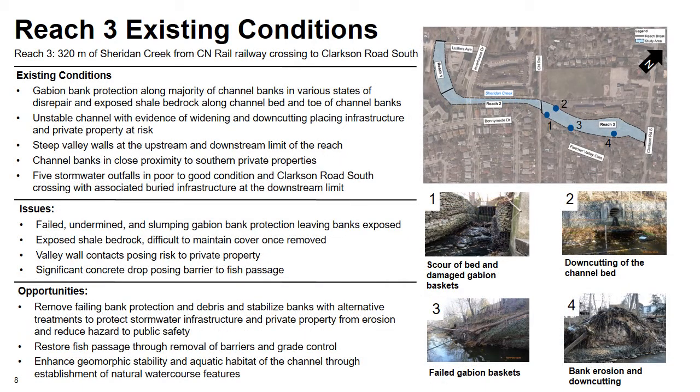Reach 3 is 320 meters long from the CN Railway crossing to Clarkson Road South. The gabion bank protection along most of the channel banks is in various states of repair, leaving banks exposed. There is the opportunity to stabilize the banks in Reach 3 with alternative treatments to restore fish passage.